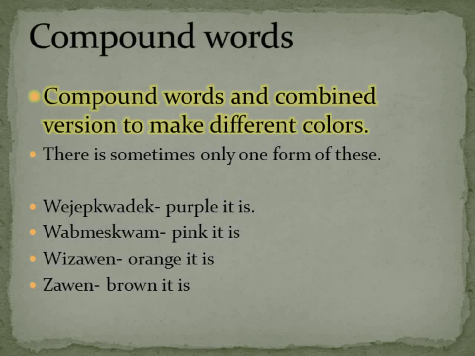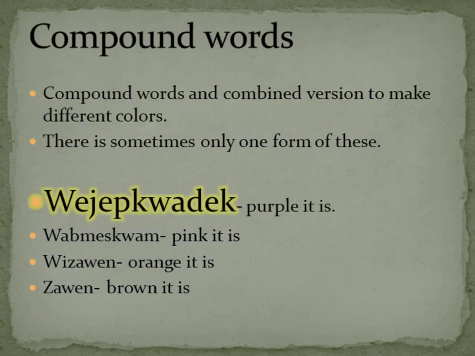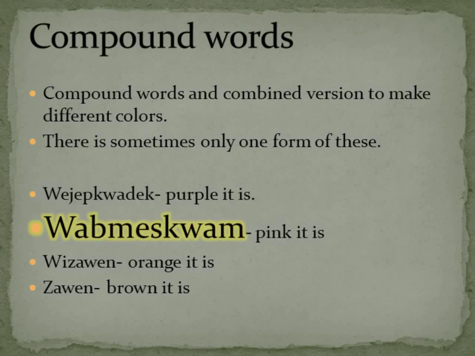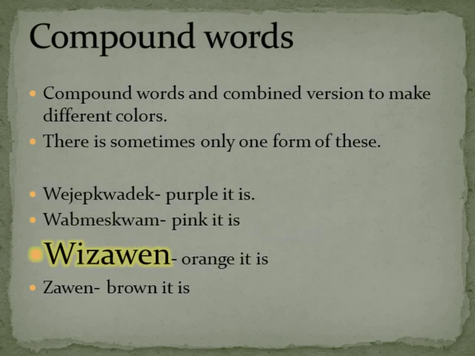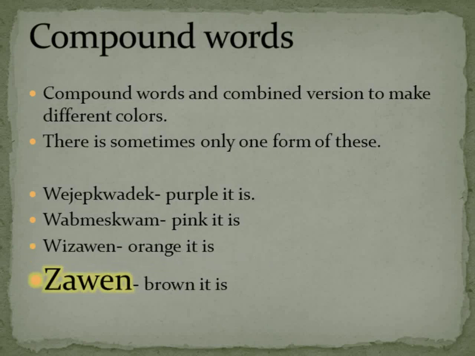Okay, compound words and combined versions to make different colors. There's sometimes only one form of these. Wejepkwadek, it's purple. Wabmasquam, it's pink. Wezowen, it's orange. And Zowen, it's brown.